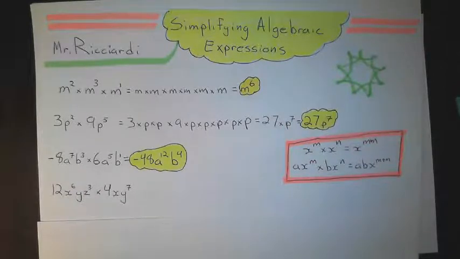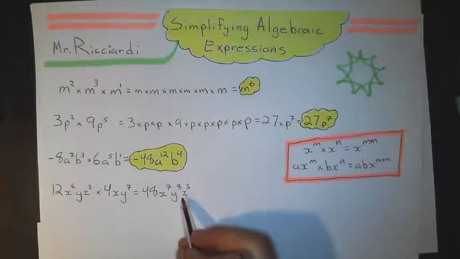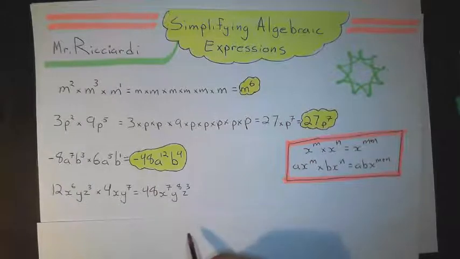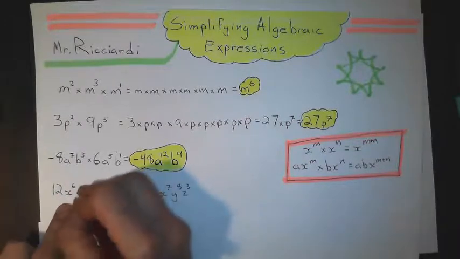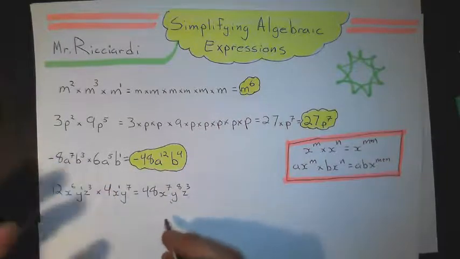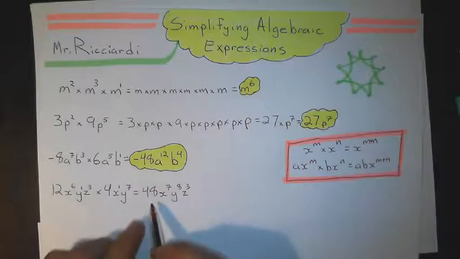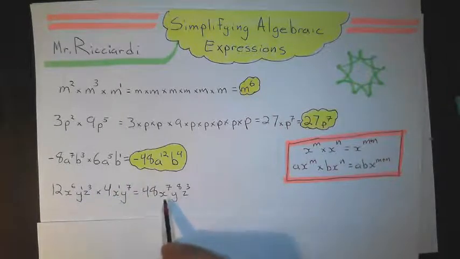Okay, did you get 48 x to the 7th, y to the 8th, and z to the 3rd? If you did, good job. If not, just make sure if it doesn't have an exponent, put a little 1 there, put a little 1 there. And when we write a term, we've got all these x's and y's and z's and numbers. Coefficients come first, and then write the variables in alphabetical order, x, y, z. And I think I got all that. Okay, let's move on.